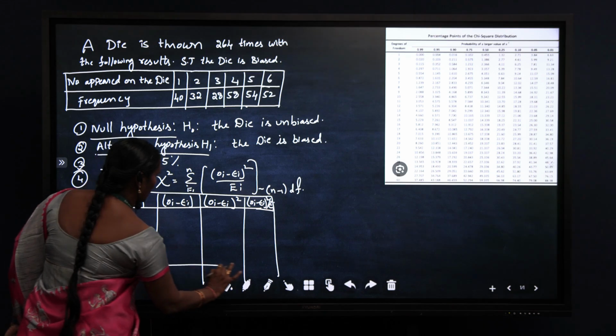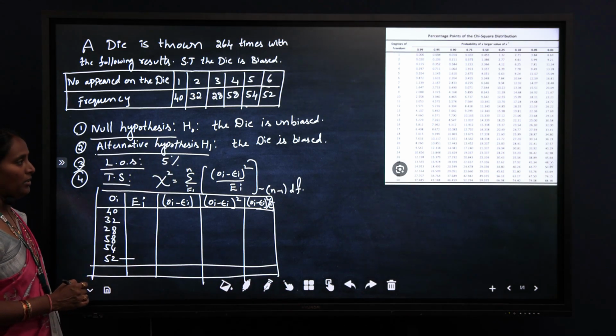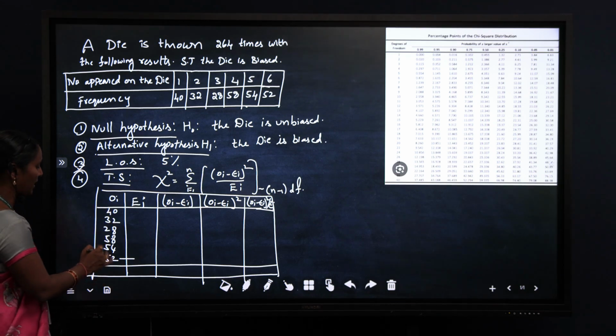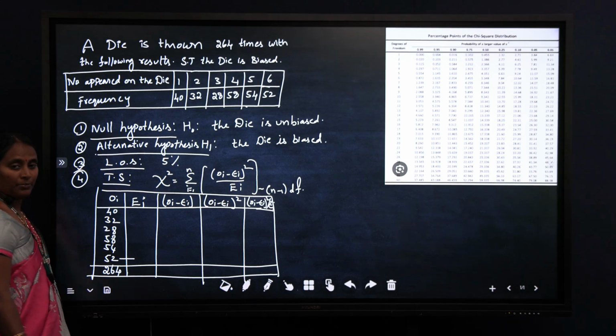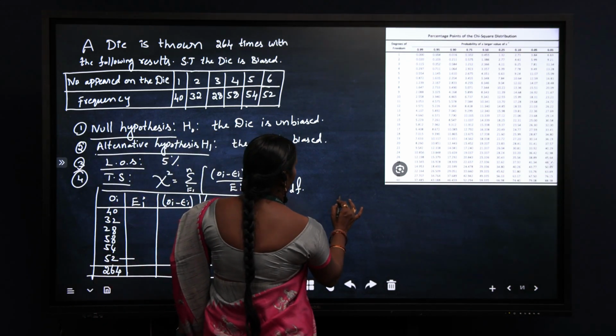So this is what we call the observed frequencies. In order to find the observed frequencies, we find the sum of all the observed frequencies. This we define as 264. Now, how do we find the expected frequencies?